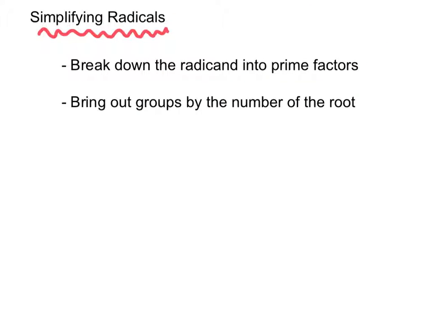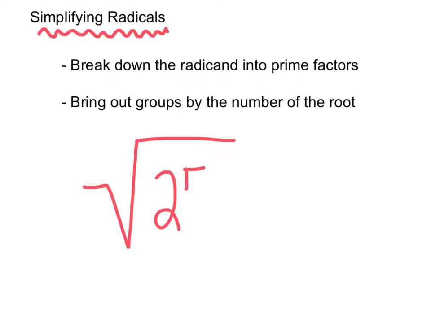When simplifying radicals, the first thing you need to do is break down the radicand into prime factors. Prime factors 2, 3, 5, 7, back when you were doing factoring trees. The next thing you'll do is bring out groups by the number of the root. So if you have the example square root of 25x squared, you will simplify this based off the root.